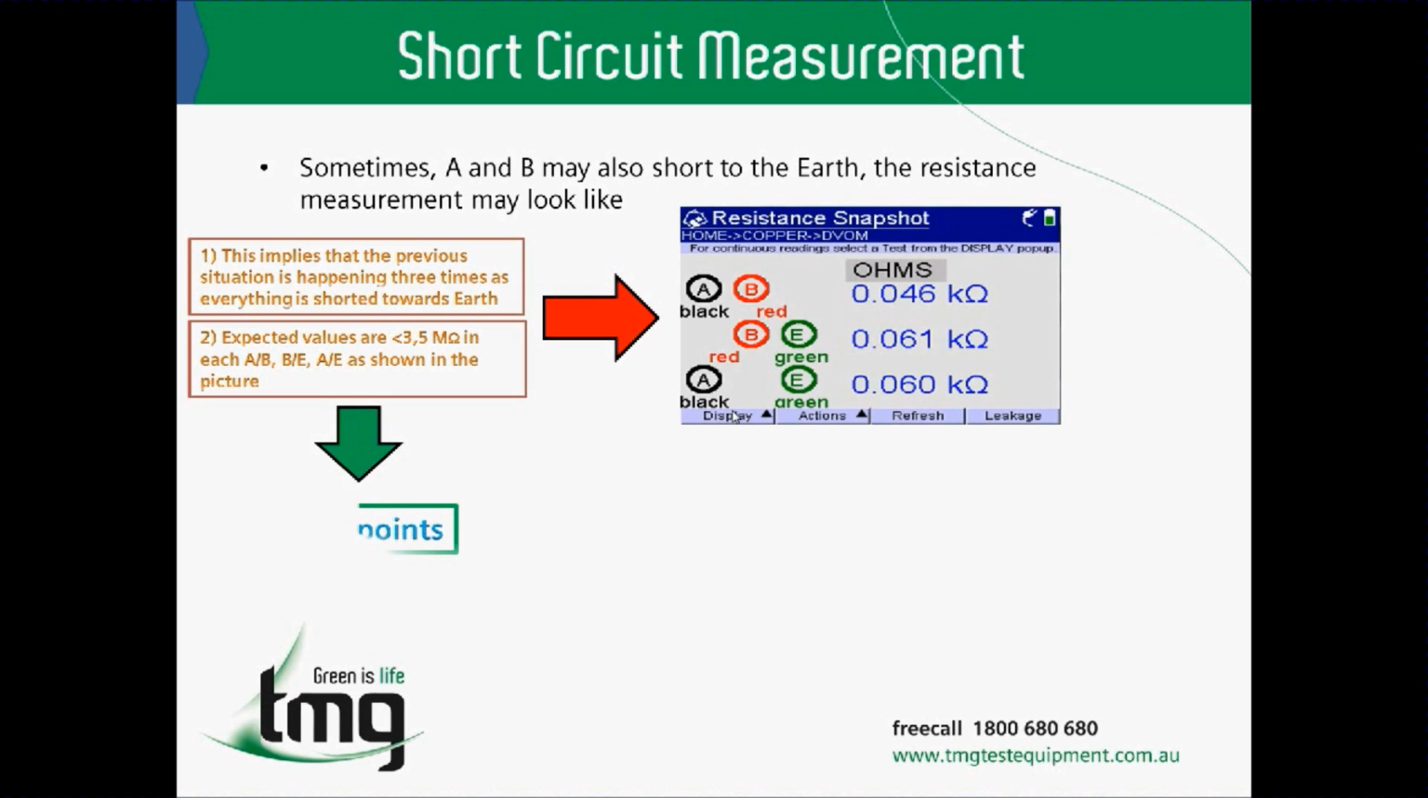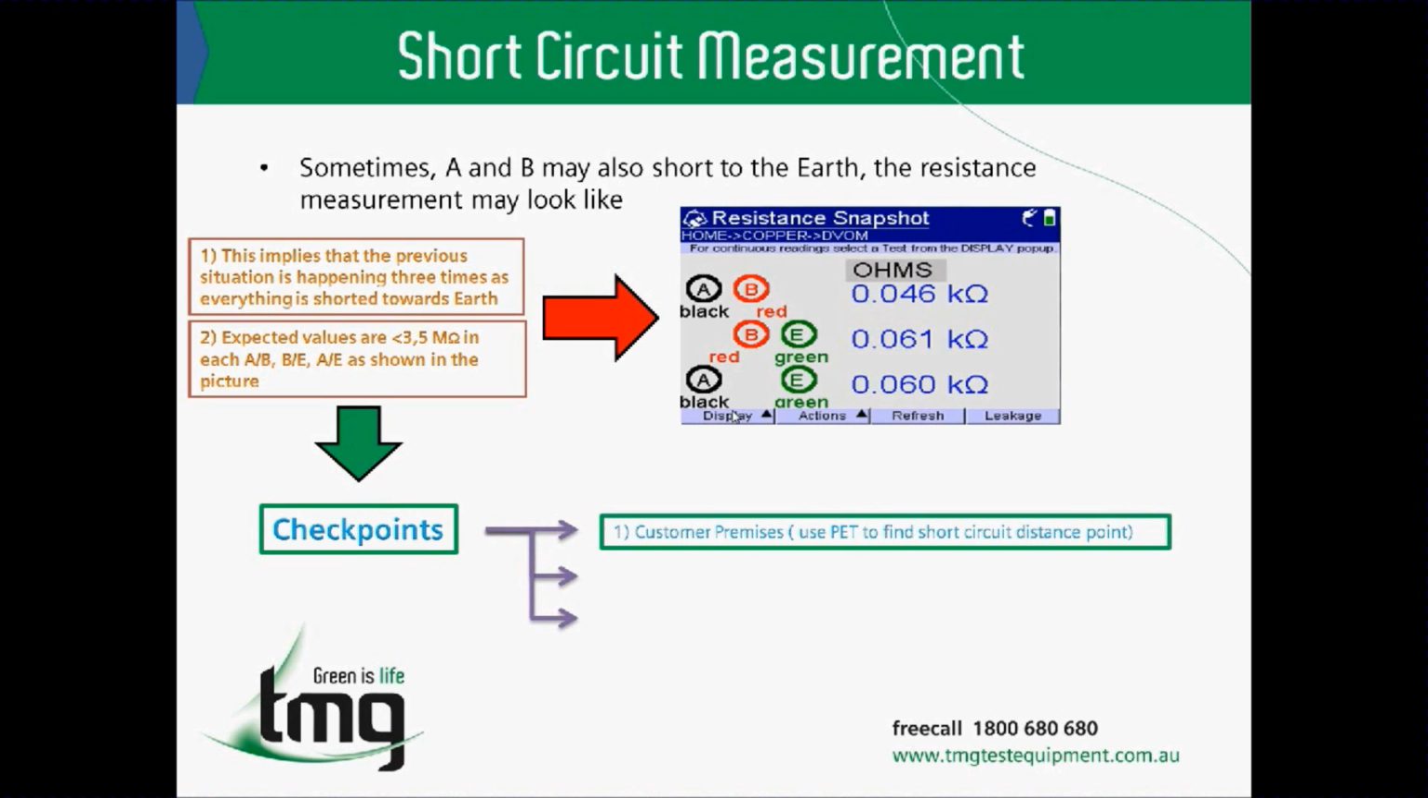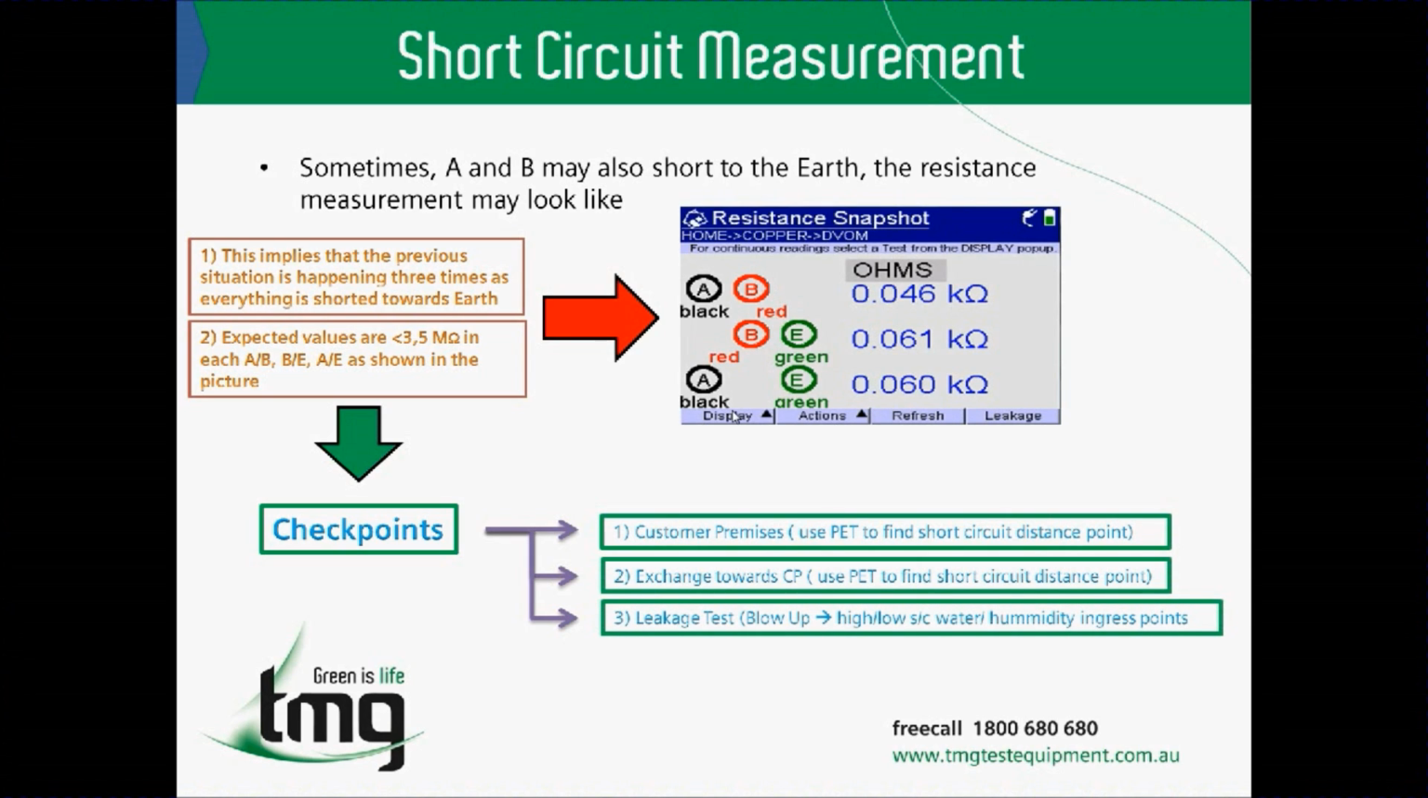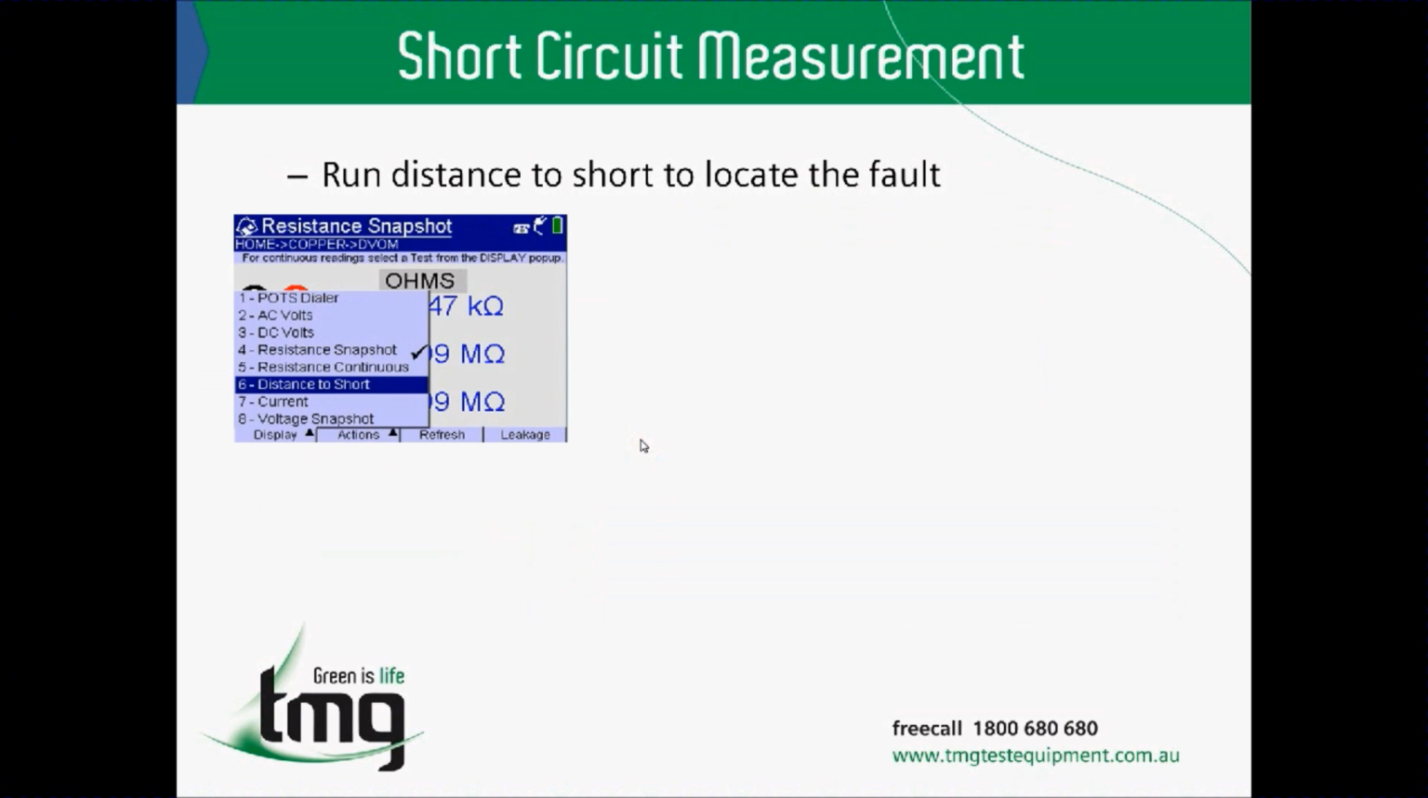So here is the example. Let's see the checkpoints. The checkpoints are going first to the customer premises and using a PET function to find the short circuit distance to the point of the short circuit. From the exchange towards the customer premises, we are using the PET function to find the short circuit from that side. And lastly, we can do a leakage test to blow up these water humidity ingress points that are causing this short circuit effect. Otherwise, we can run a distance to short measurement to locate the fault.